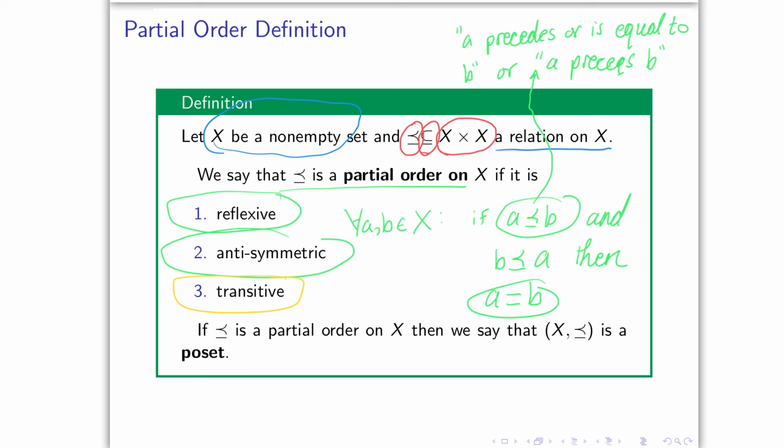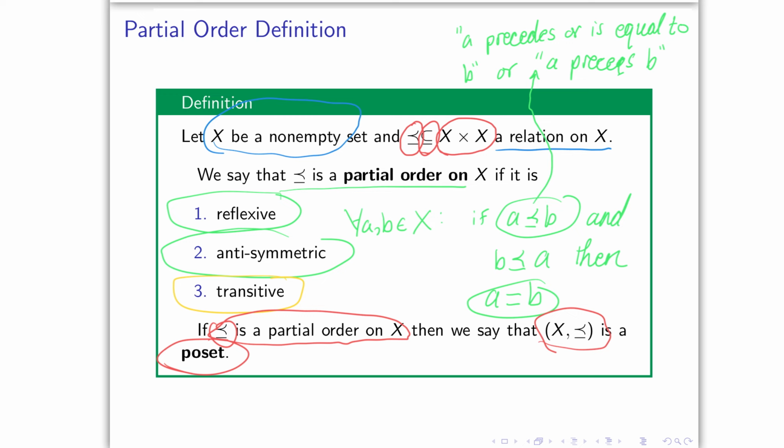That's another one that I think is so familiar from a course in discrete mathematics that I won't explain that any further. Now, if you have a partial order on X, right? So if the precedence relation is a partial order on X, then we say that the pair of the set together with the relation is a poset, which is short for partially ordered set. And that's a little bit funny because, well, this is a pair, not a set, right?